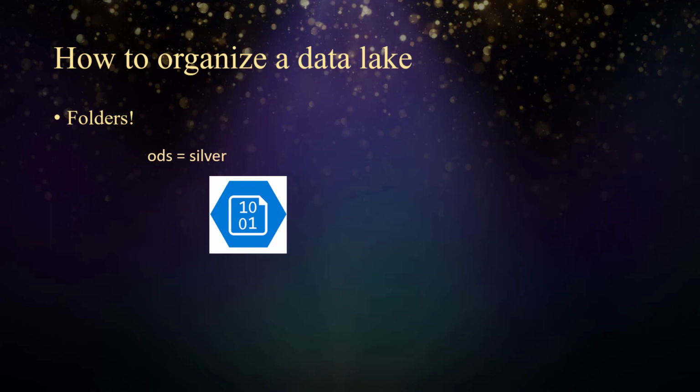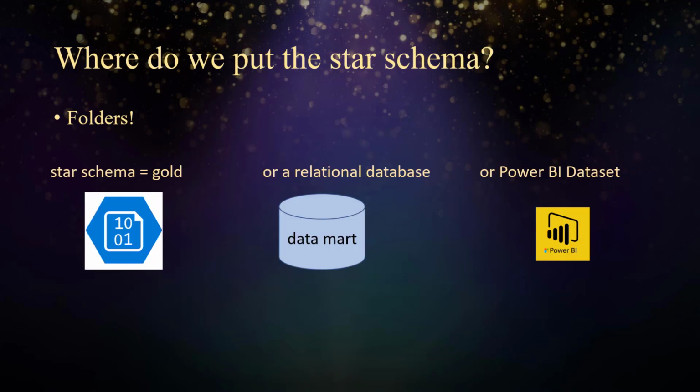So the question is, where do we put the star schema? Well, we can put the star schema file-based. If we do that, we would call that folder gold, or we can call it a data mart if we want. Or we can put it in our relational database, like our Microsoft SQL Server. Or we can use a Power BI dataset. We can use Power BI to pull in tables and then clean them up using Power Query, simplify them so that there's only 5 or 6 tables, and we can design the star schema in Power BI if we want.